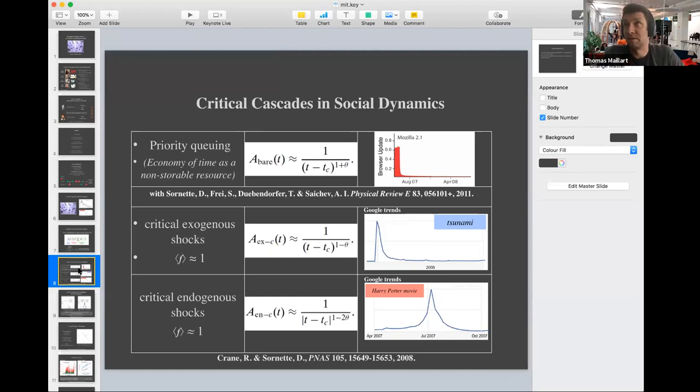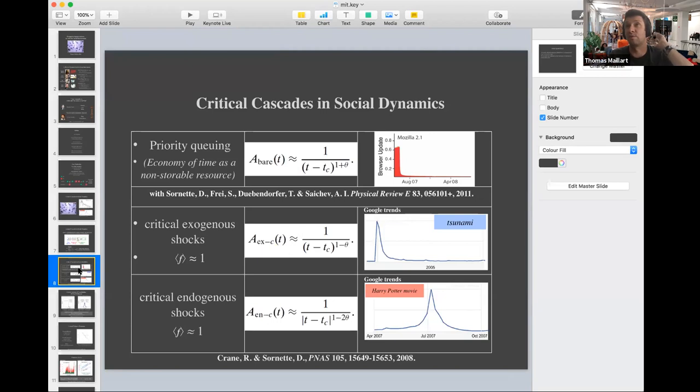Okay. No, the difference is that Harry Potter starts with no shock, so it starts just like word of mouth. Actually, you're going to have an accumulation of memory that makes it a renormalized exponent of 1 minus 2 theta. So in the process, it's exactly the same. But the big difference is that one is really a shock.